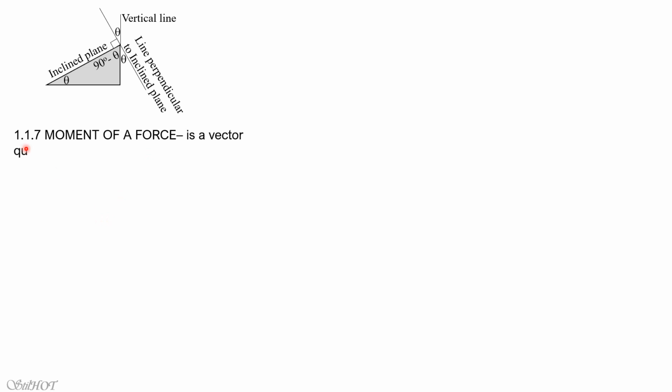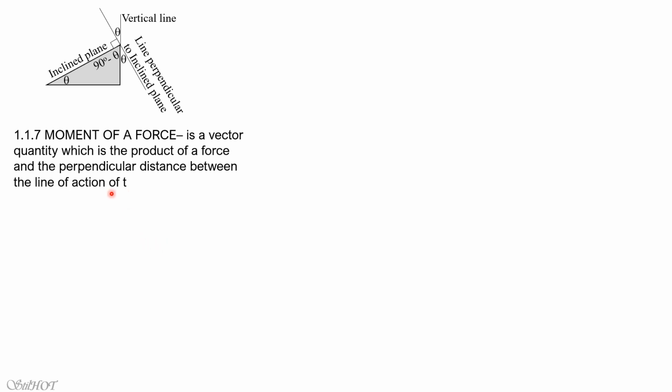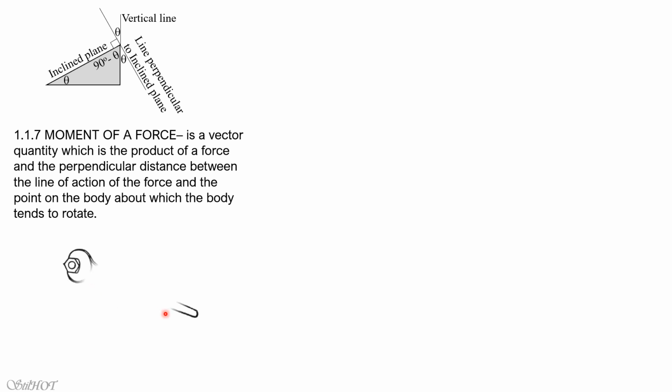So I just emphasize this moment of a force because you might not have encountered this before. So moment of a force is a vector quantity which is the product of a force and the perpendicular distance between the line of action of the force and the point on the body about which the body tends to rotate. So if this is the wrench, for example, imagine this is your hand, you have to tighten the bolt. So you must exert a force to tighten the bolt, especially if it is already tight and you want to make it more tight.